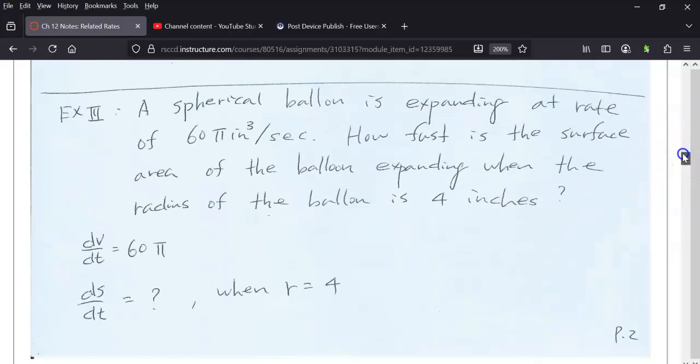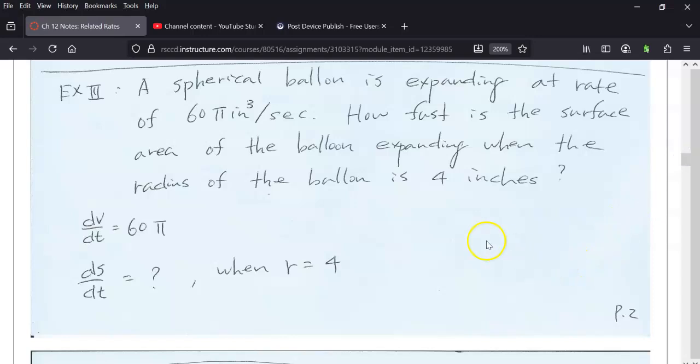All right, here's another example. A spherical balloon is expanding at a rate of 60 pi inches cubed per second. How fast is the surface area of the balloon expanding when the radius of the balloon is 4 inches? So we're talking about volume this time, right? Inches cubed. So dV dt is 60 pi. That's what's given. We want to know how fast the surface of the balloon is expanding.